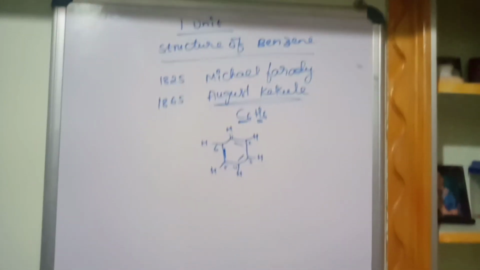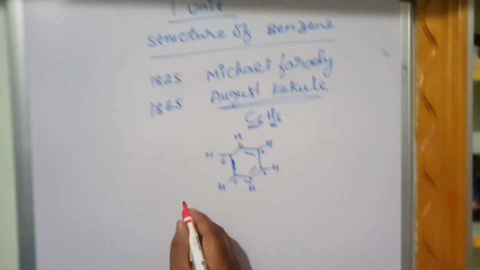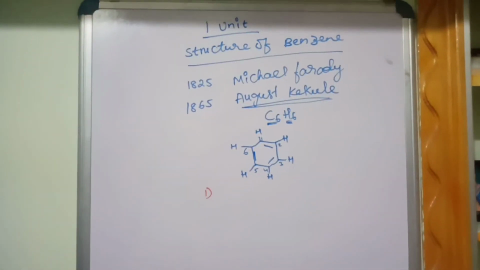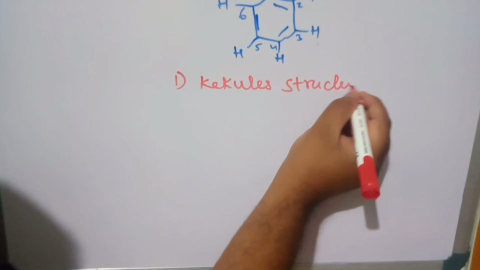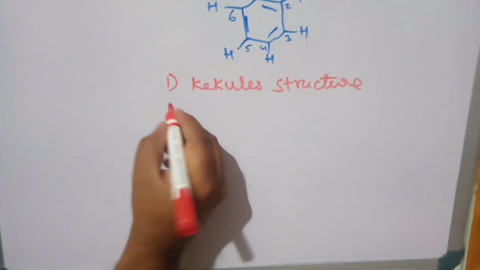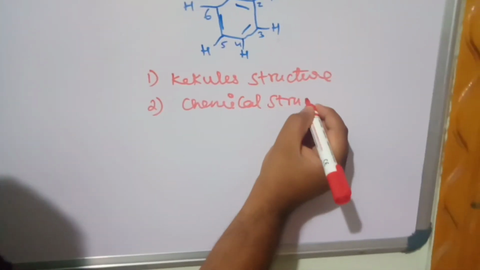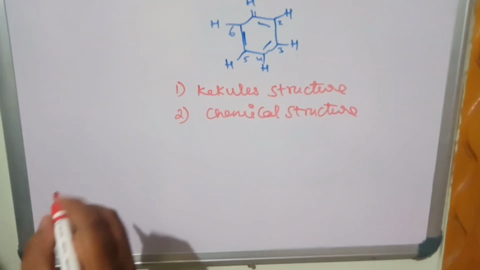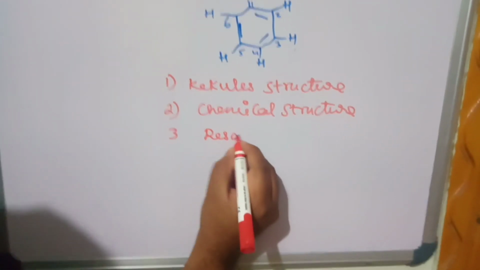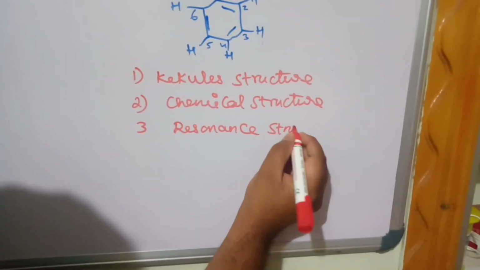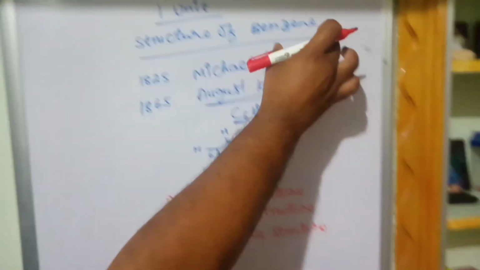Now, when the question is given to explain the structure of benzene, the structure can be explained in 3 aspects. The first aspect is Kekulé's structure. The second aspect is the chemical structure of benzene. And the third aspect is the resonance structure. By these 3 concepts, we can explain the exact structure of benzene.